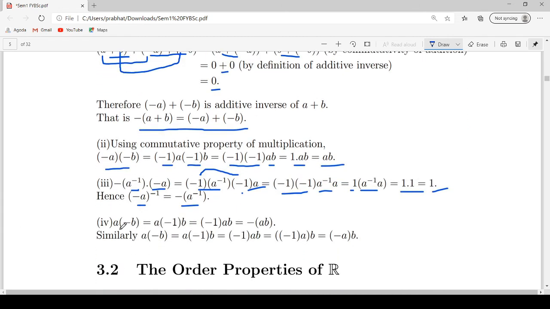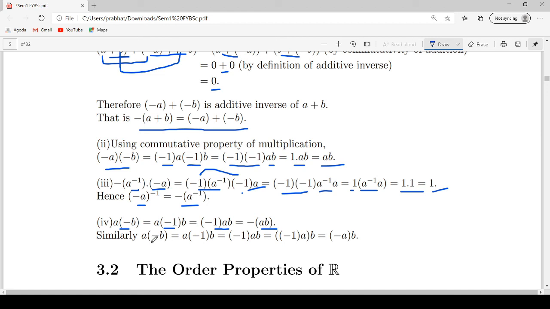So consider A times minus B. Minus B I can write as minus 1 into B. Then minus 1 I can take first by using the commutative property. So I can write it as minus 1 into AB. But minus 1 into AB is same as minus of AB.